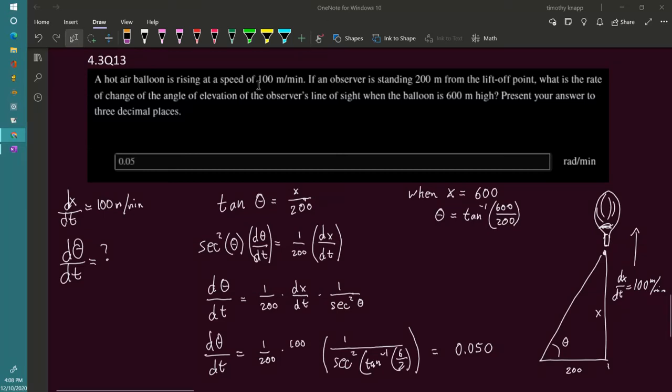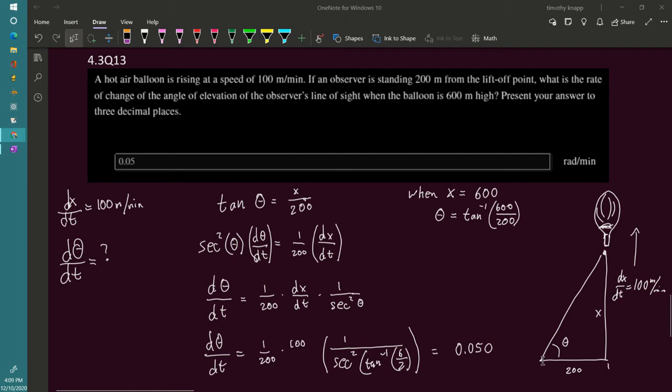Oh, hey everybody. We were looking at question 13 in section 4.3. It says a hot air balloon is rising at a speed of 100 meters per minute. So that's pretty slow. And, well, I don't know. Maybe it's fast. Who knows? Whatever the case. If an observer is standing at 200 meters away from the liftoff point, what is the rate of change of the angle of elevation of the observer's line of sight when the balloon is 600 meters high?